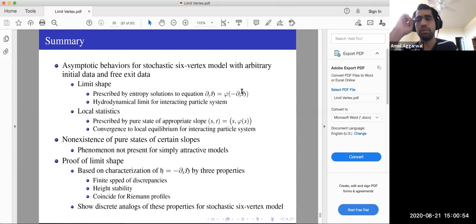A result I didn't really belabor too much was this non-existence result for pure states of the stochastic six-vertex model. And the reason I at least find it interesting is that it's not present for simply attractive models. And the proof of this limit shape is based on a characterization of the continuum solution by 3 properties and showing that they also hold in the discrete. So with that, thanks for your attention and sorry for going slightly over.